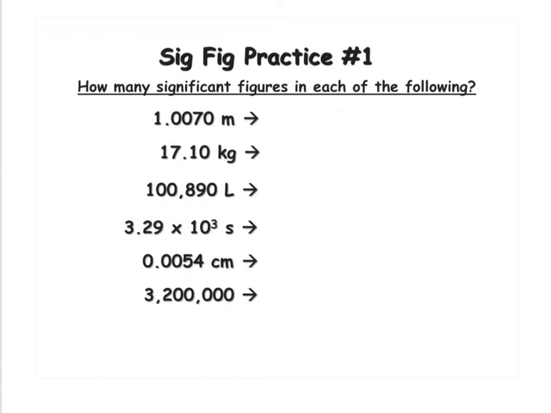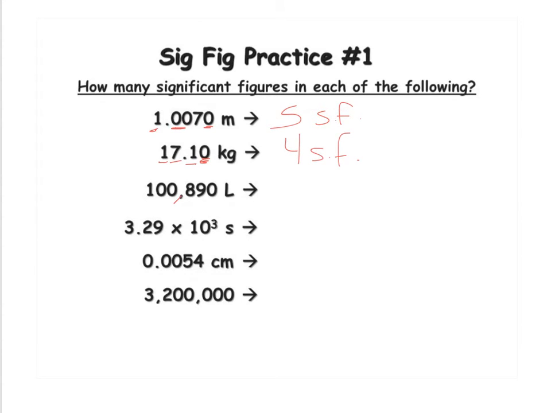How many significant figures do we have? This one counts because it's a 1. These zeros count because they're sandwiched. This 0 counts because it's after a number and after decimal. So here we have 5 significant figures. 17.10, we have 1, 2, 3. This 0 is after a number and after a decimal, so it counts. So we have 4.